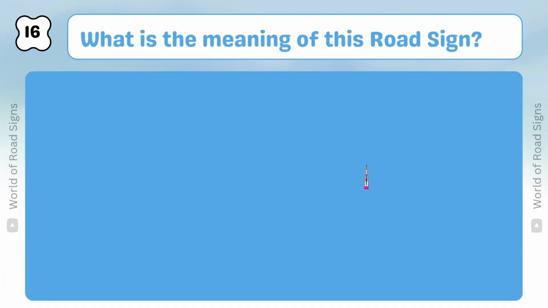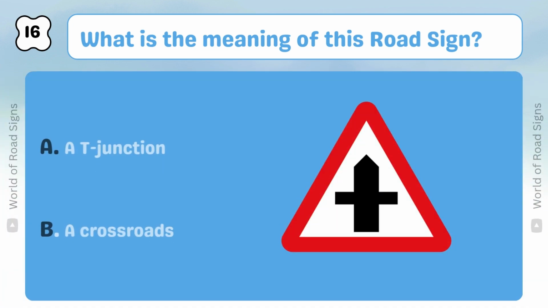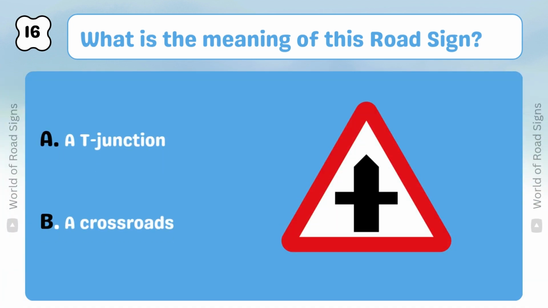Question 16. What type of junction does this sign indicate? A. A T-junction. B. A crossroads. Option B is correct. A crossroads.